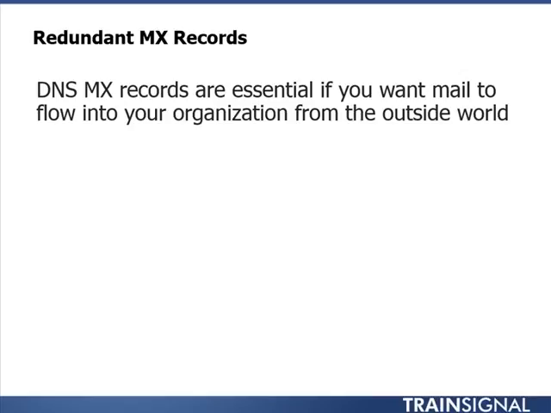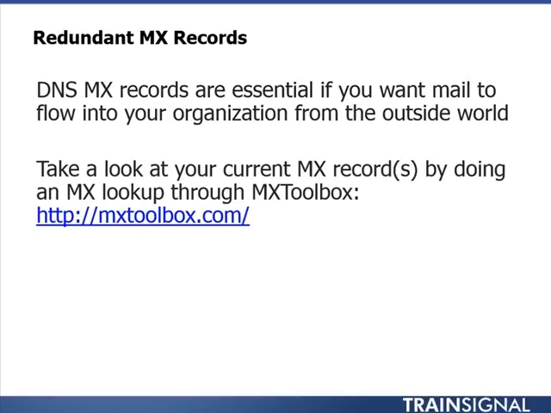You know that they're essential if you want mail to flow into your organization, and so you do this and you're good to go. You might take a look at your current MX record or records by doing an MX lookup through MX Toolbox. So you go to mxtoolbox.com, you put in your domain, let's say in our case it was exchange.com, and it would tell us if we have one MX record or if we have multiple MX records and where those MX records are pointing.